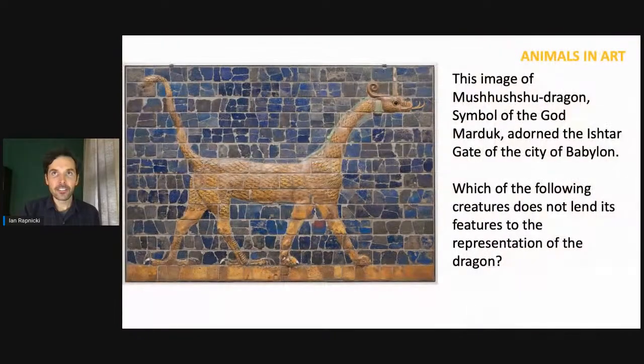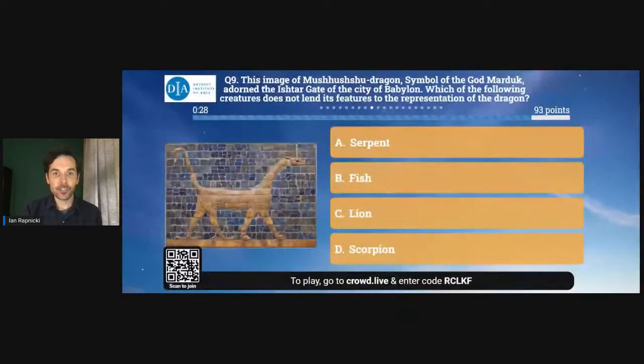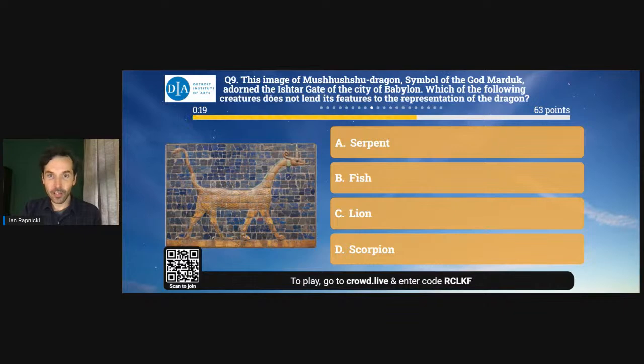The first one is this image of Mushushu Dragon, symbol of the god Marduk, adorned the Ishtar Gate of the city of Babylon. Which of the fallen creatures does not lend its features to the representation of the dragon? So out of these choices, which one don't you see in this image? Do you not see a serpent, fish, lion, or scorpion? Three out of the four are there. One of them is not. Which one don't you see? You've got 10 seconds to lean in and get a close look.